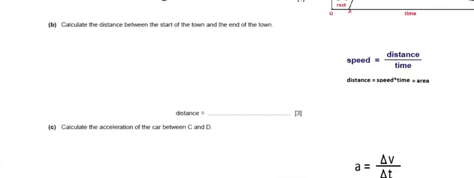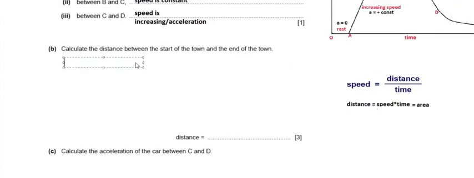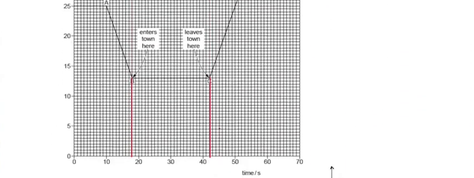So first of all I will write down: distance is equal to speed multiplied by time, that is nothing but the area under the graph. Here the area under the graph is the rectangle. The area of the rectangle is base into height. So we need to know the base and height of this rectangle.